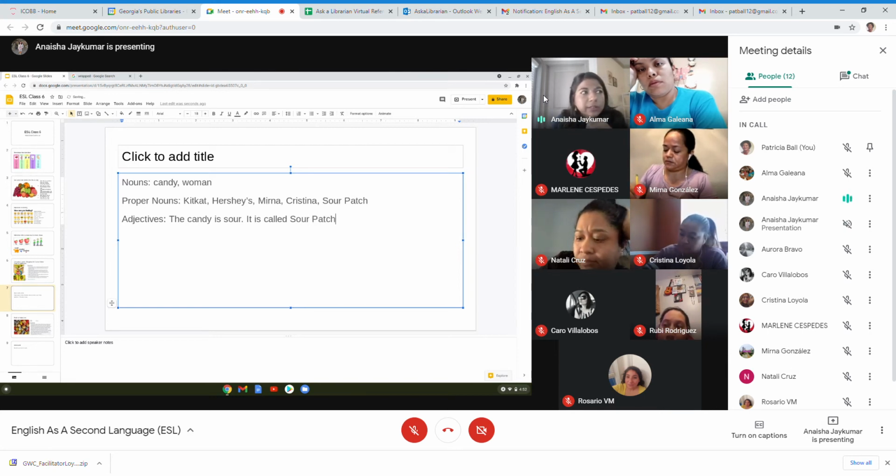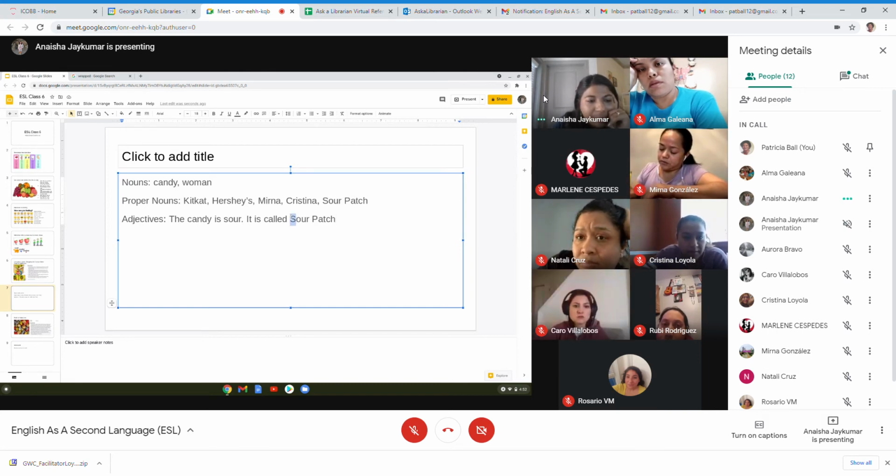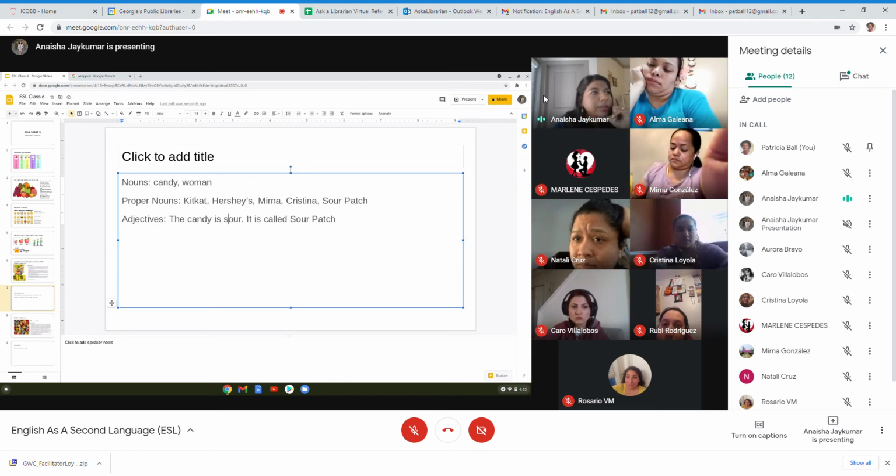Here, Sour Patch is not an adjective. It is a proper noun. Okay, do you see the difference? So Sour Patch here, I'm using with a capital S because it's a name. And here sour is small because it's an adjective. Okay, so let's try some more nouns and adjectives.